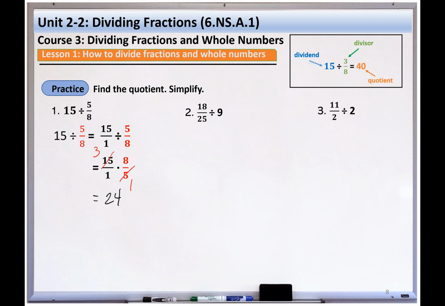Number 2, 18/25 divided by 9. I'm going to convert my 9 to an improper fraction. Multiply by the reciprocal of 9, which is 1/9. Simplify, 2/25.